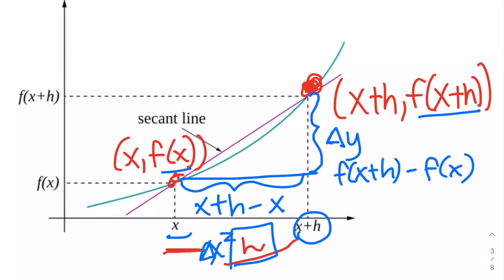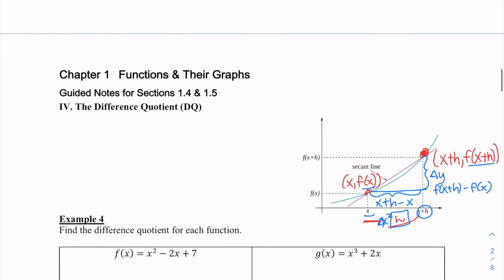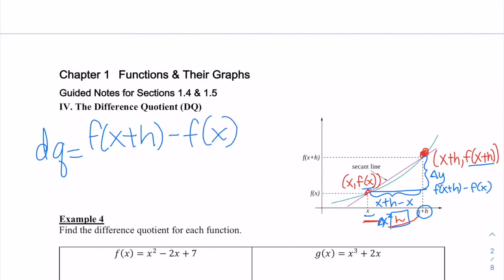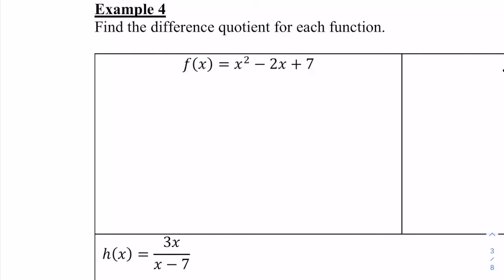So if we wanted to write that in slope formula form, the difference quotient can be written as f of x plus h minus f of x over h. Now the difference quotient will be different for every function. Now let's consider the difference quotient for this quadratic.